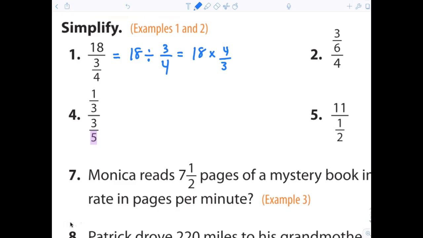Now, we can do this mentally. All right, we always do the division first. What is 18 divided by 3? 6 times 4. There's my answer.